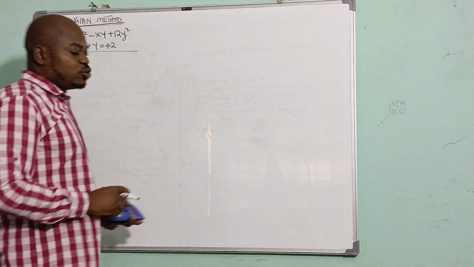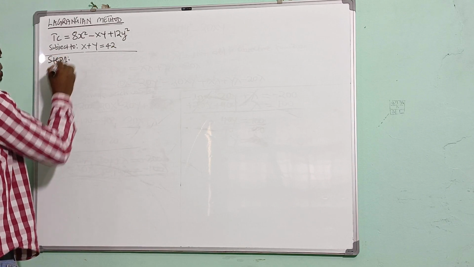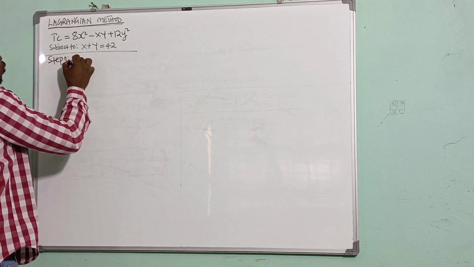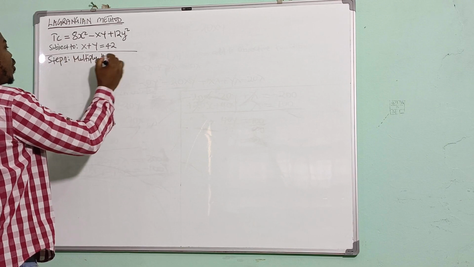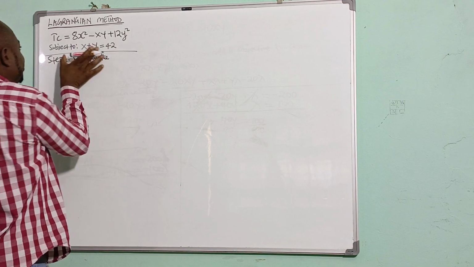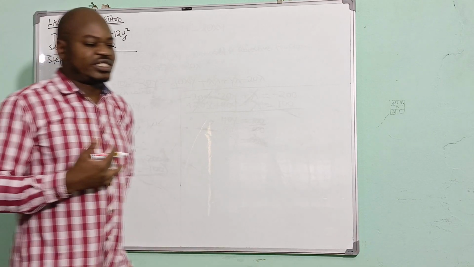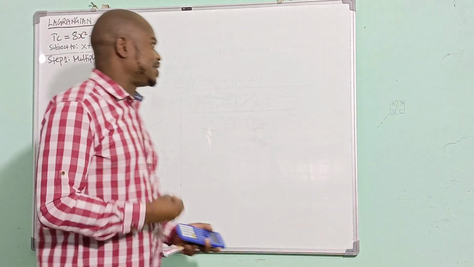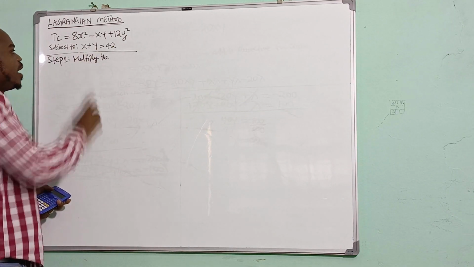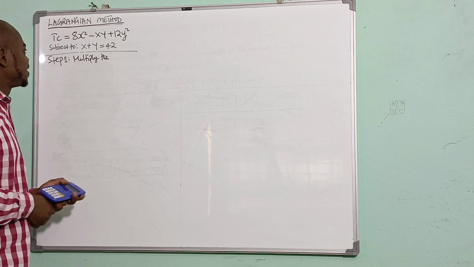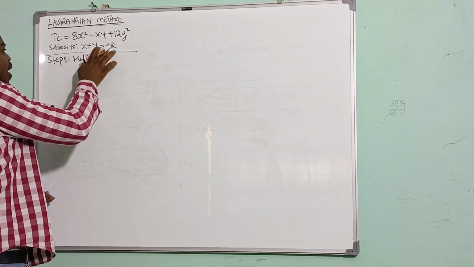So what we are going to do, if we are using the Lagrangian method, there are steps to be followed. The first step, which is step 1, is basically to multiply the constraint function, which is this one. This is our objective function. The objective function is what we're trying to achieve. What are we trying to achieve? We are trying to minimize the total cost, okay? Having given the condition that X and Y should equal 42. So our constraint is X plus Y equal to 42.